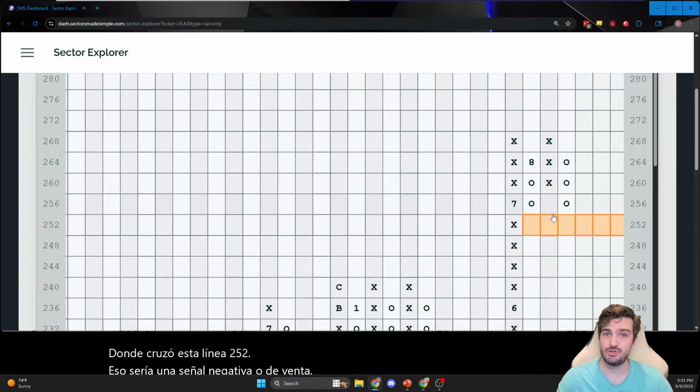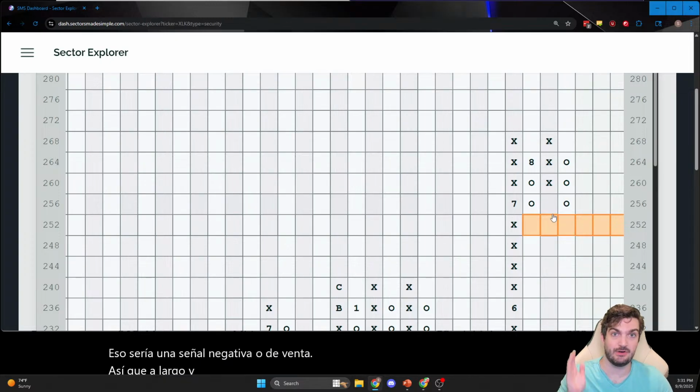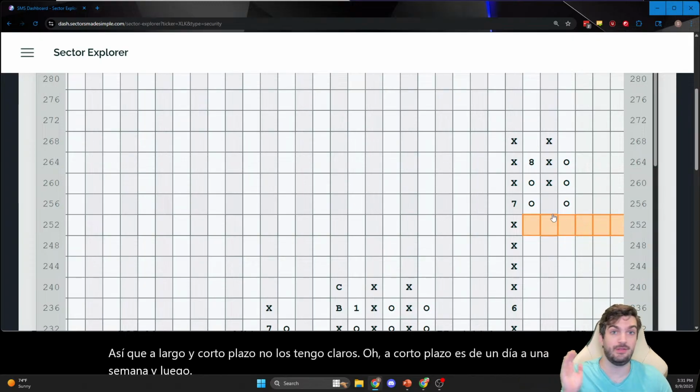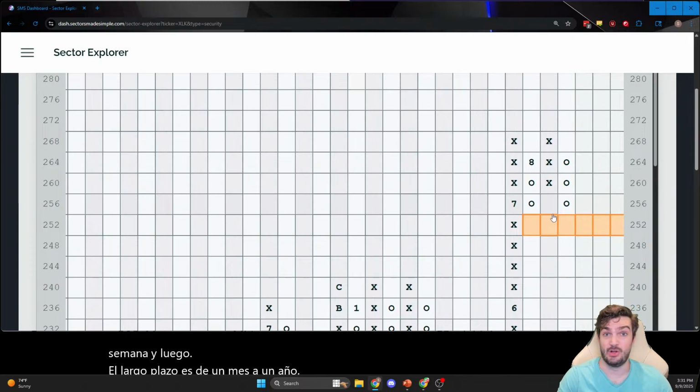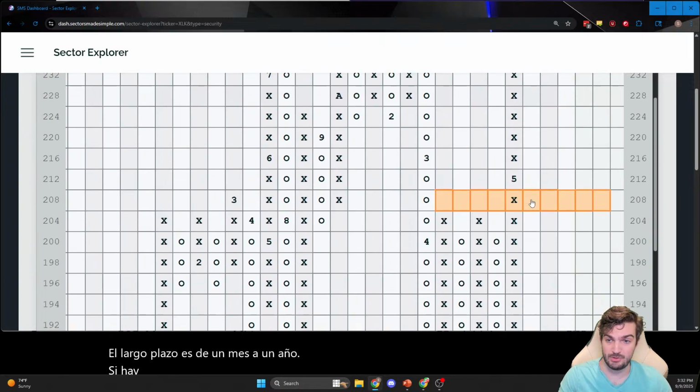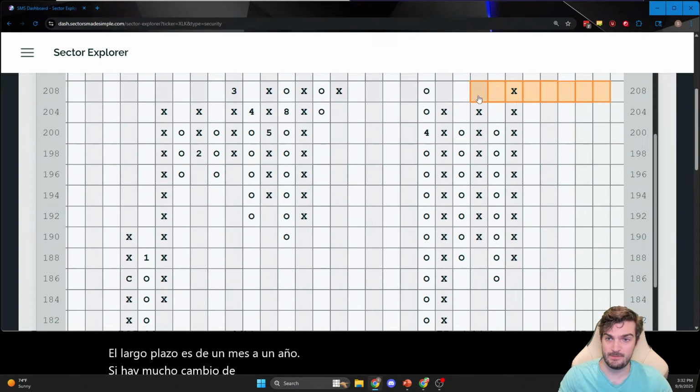So long-term and short-term don't have these clear definitions. Short-term is 1 day to 1 week, and then long-term is 1 month to 1 year. If there's a lot of price change, for example, in April, check this out.